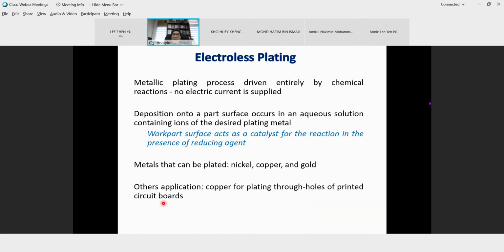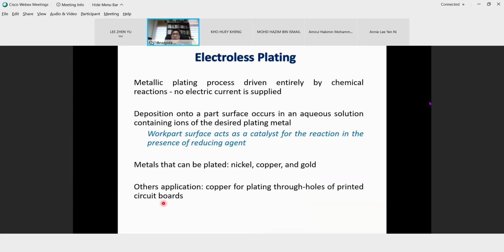This is not electrophoretic now. Electroforming. Electrophoretic yang tu yang akan belajar dalam, saya rasa dalam semiconductor ke? Ada belajar electrophoretic. So you can differentiate between electroforming and plating.